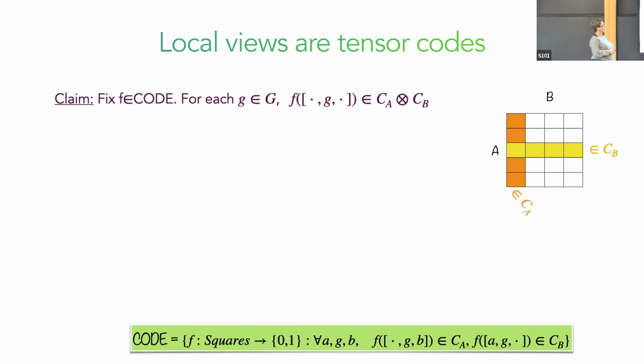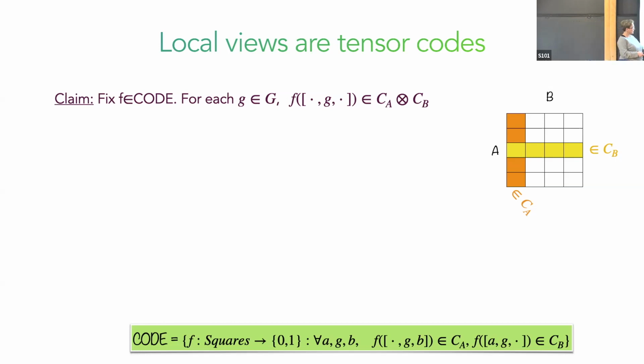This is the notation for the tensor code CA tensor CB. What this means is just a collection of matrices whose rows are in CB and columns are in CA. Okay, so it's a linear subspace. It's called the tensor of CA times CB. And it should be clear from the definition, right?